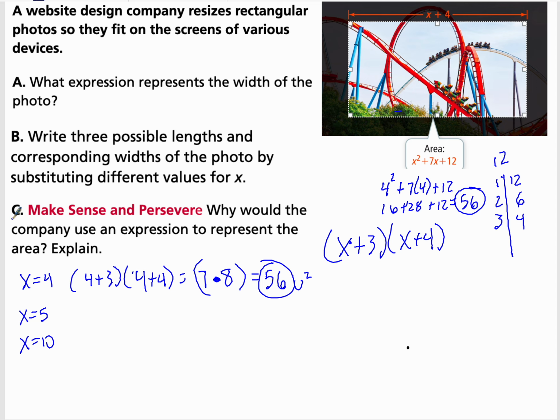And then the reason we do that is just to help us answer Part C here, which is, why would the company use an expression to represent the area in the first place? Why not just tell us what the numbers are? Well, the point is that whatever numbers we plug in for x are going to keep the photo in the correct proportions, so they can make small brochures, large posters, even giant murals that fit the proportions of the photo, and all they've got to do is substitute various numbers in for x, and they can keep their photos exactly the way they want them, proportionally speaking.